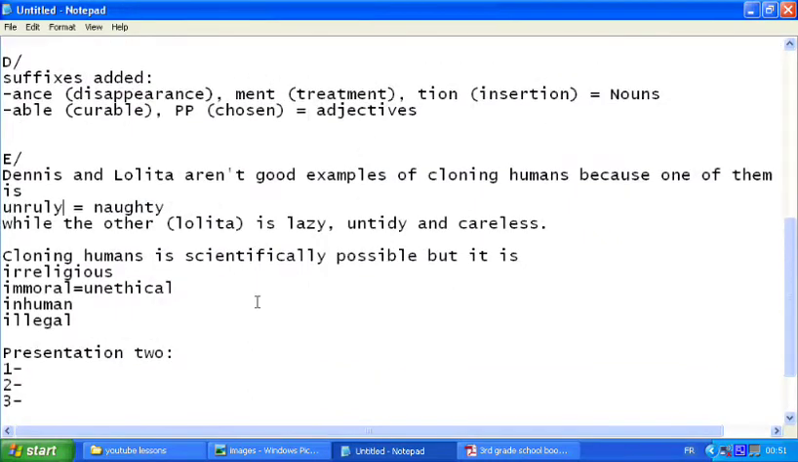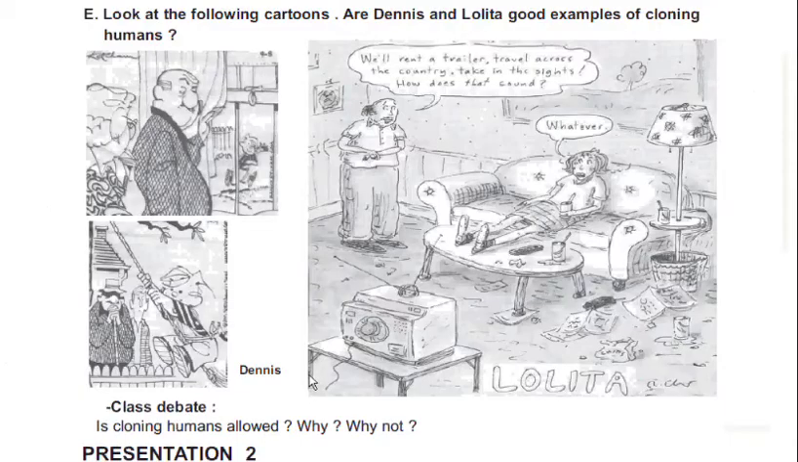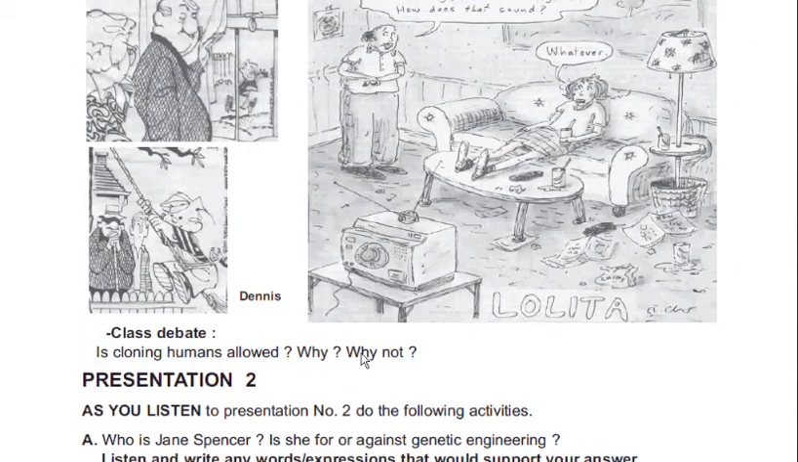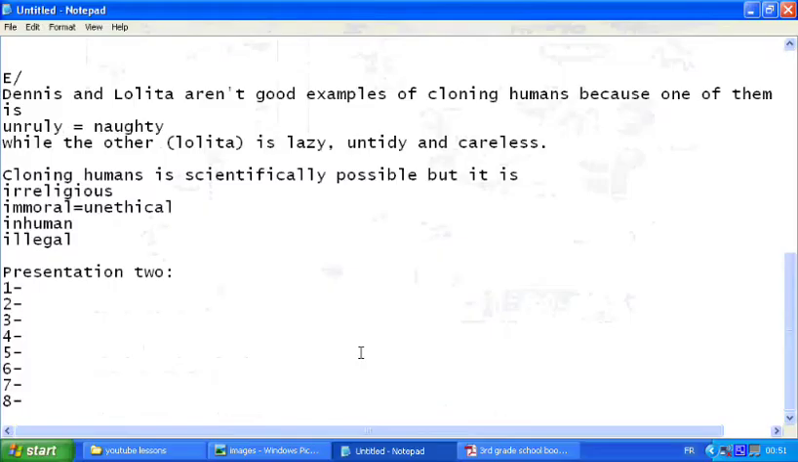The question next goes, is cloning humans allowed? So, cloning humans, scientifically speaking, is possible, but it is at the same time irreligious. It is against all religions. It is also immoral, I mean unethical, and these are all adjectives. It is also inhuman and illegal, against the laws, against all religions. It is unethical, it is inhuman.